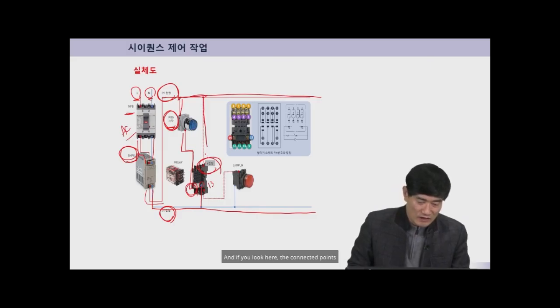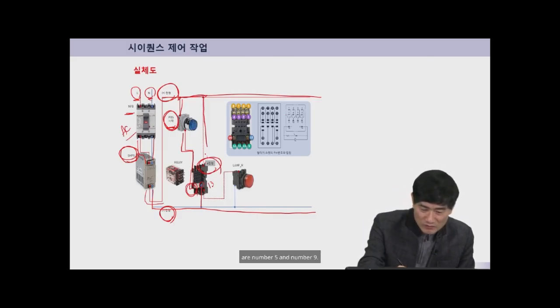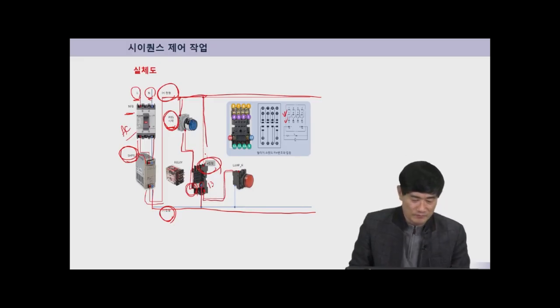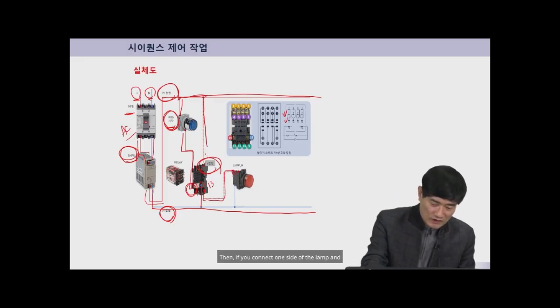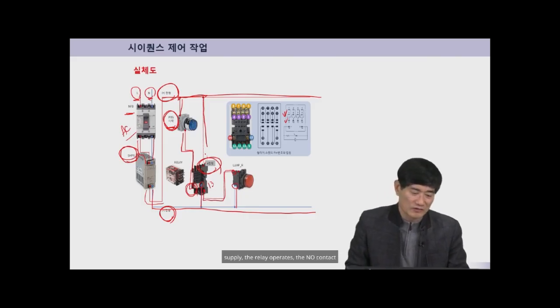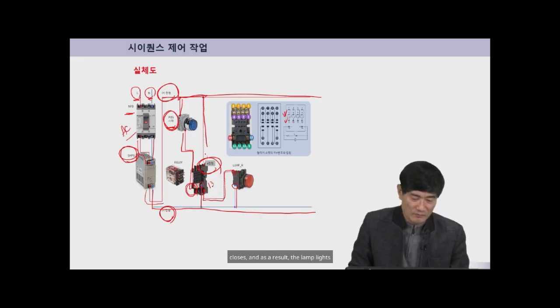And if you look here, the connected points are number 5 and number 9. So, the part connected to number 9 is shown here with a red wire, and it's connected to the lamp. Then, if you connect one side of the lamp and connect the other side to the negative power supply, the relay operates, the NO contact closes, and as a result, the lamp lights up.